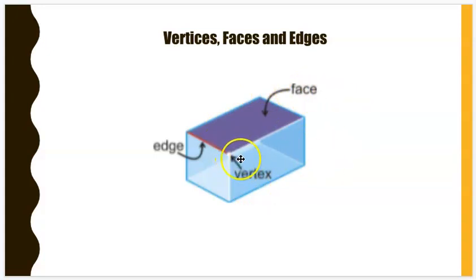And vertices are where 3 faces come together. So right here, like a corner. So vertices, we would have 1, 2, 3, 4, 5, 6, 7, 8. So in a rectangular prism, those are the numbers we have.